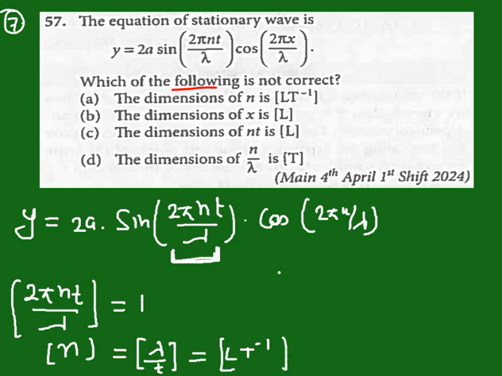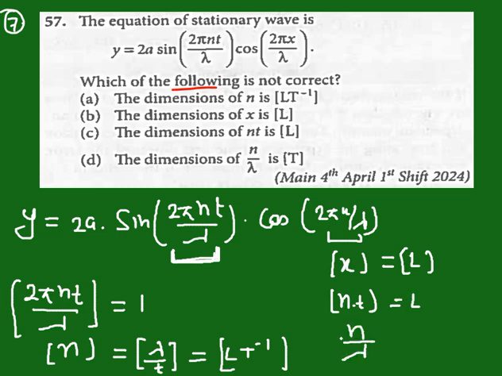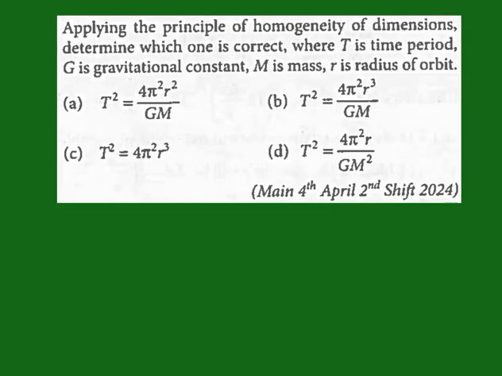Actually we have to find out the incorrect option. Similarly, x has dimension L. Now n into t will also have dimension equal to L, but n by λ will have dimension equal to T inverse. This is important. So option number D is incorrect. Rest of them are correct. This one is incorrect. Now let us move to the next question.